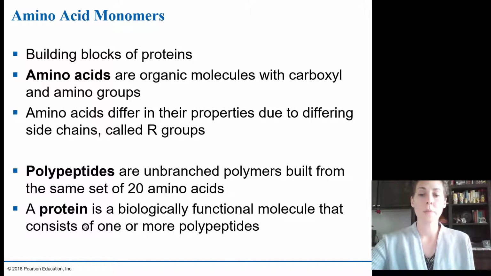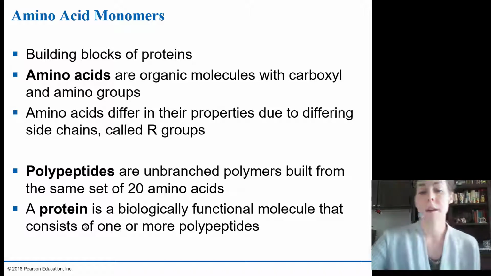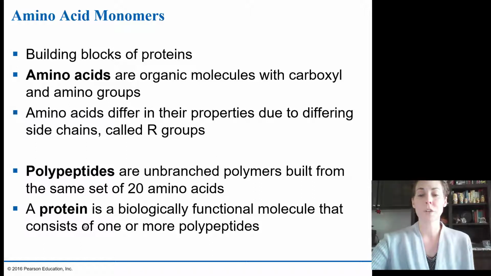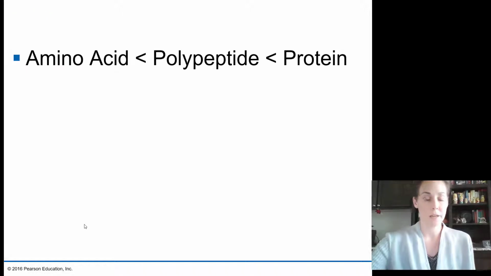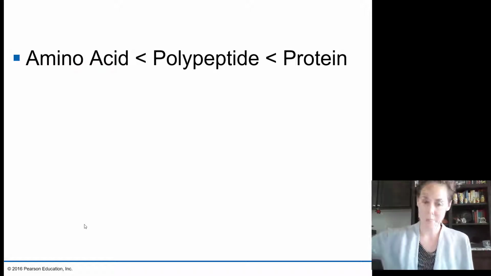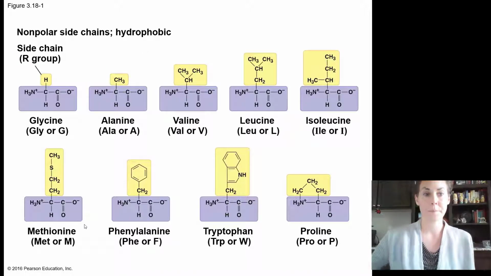Polypeptides are unbranched polymers built from the same set of 20 amino acids. A protein is a biologically functional molecule that consists of one or more polypeptides. So a polypeptide is a polymer, but a protein is also a polymer, and a protein is larger than a peptide. So amino acids are the monomers or the building blocks. They make up a polypeptide, and then a bunch of polypeptides will make up a protein.